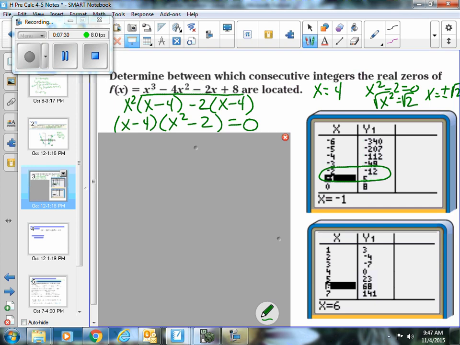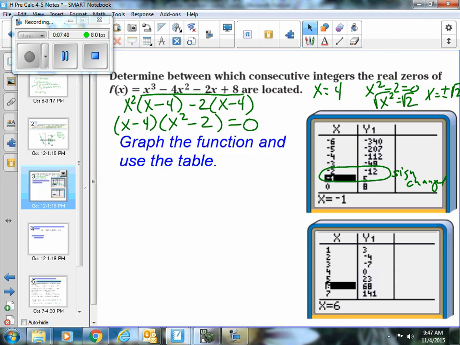Negative 2, and then to negative 1, the value of y changed. So the sign changed there. What that tells me is there's going to be a real 0 between those two values. So I'm going to go ahead and start writing down what I'm finding here. There's going to be a real 0 between negative 2 and negative 1.